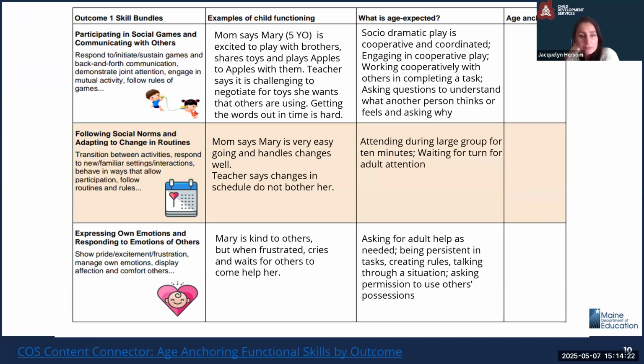This is an example of information a team might have collected on a particular child. This is the content connector form that we had shown previously that lists the 6 skill bundles, and the team provided examples of the child's functioning. They also used the age anchoring tool to describe expected skills for Mary's age. They were then able to anchor the skills to one of the 3 ratings.